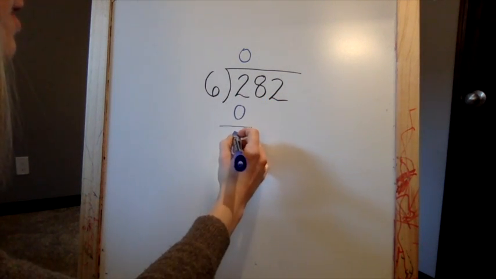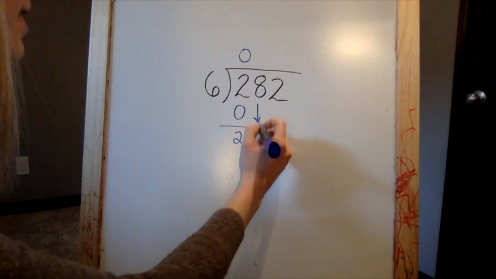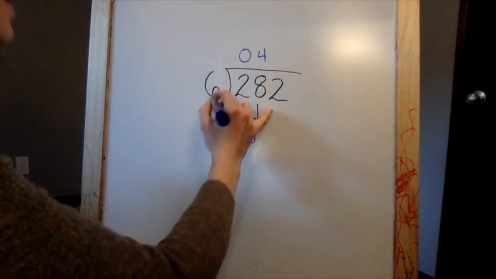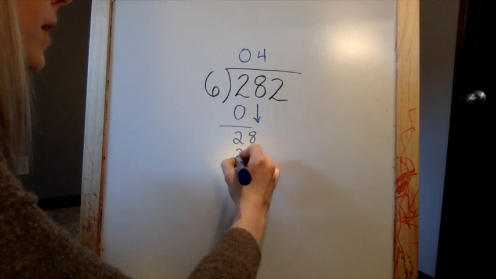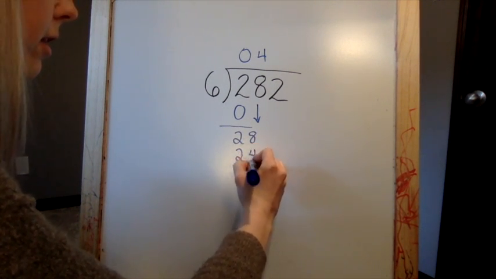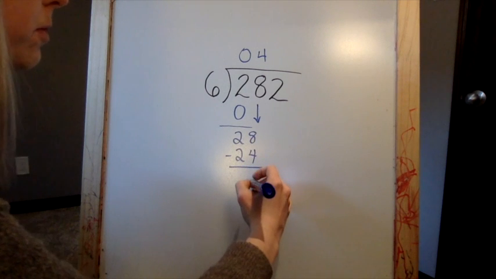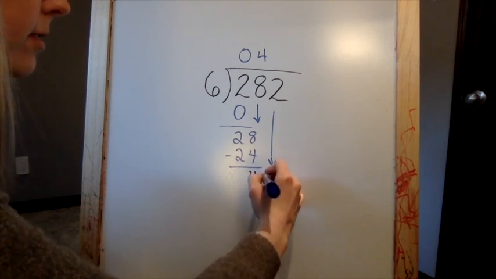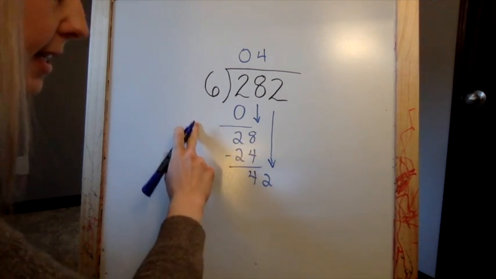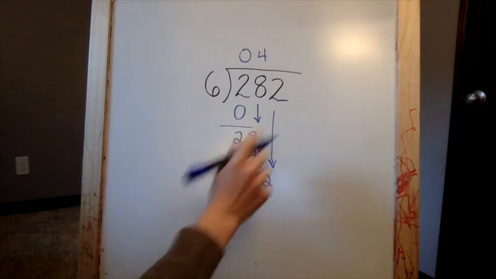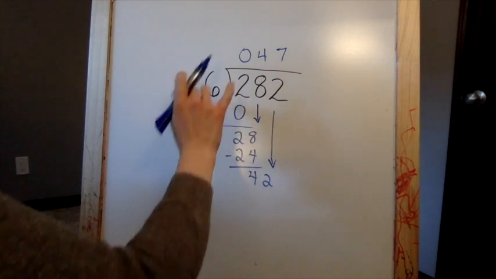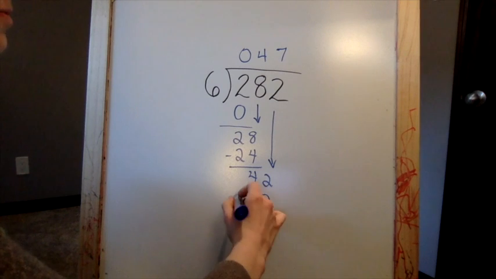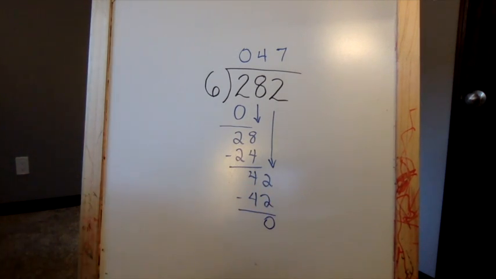6 times 0 is 0. A difference of 2. Bring down my 8. 6 goes into 28 4 times. 6 times 4 is 24. Okay, 28 subtract 24 is 4. Now I bring down this 2. 6 goes into 42 7 times. 6 times 7 is 42. Subtract to find that I have a remainder of 0.